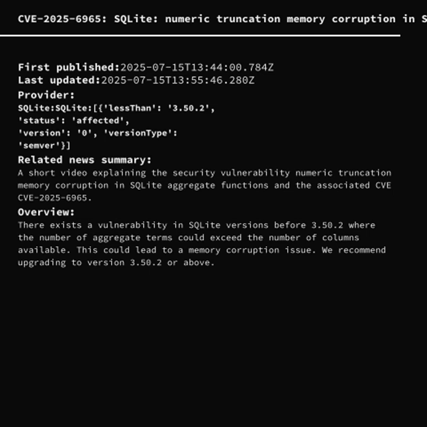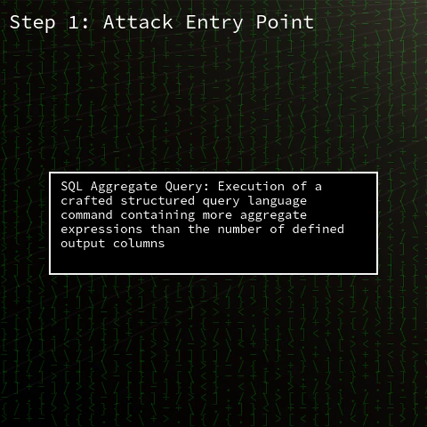CVE 2025-6965 is a critical memory corruption vulnerability in SQLite versions before 3.50.2. Discovered proactively by Google's Big Sleep AI tool, this flaw could be triggered when the number of SQL aggregate terms exceeds the number of available result columns.